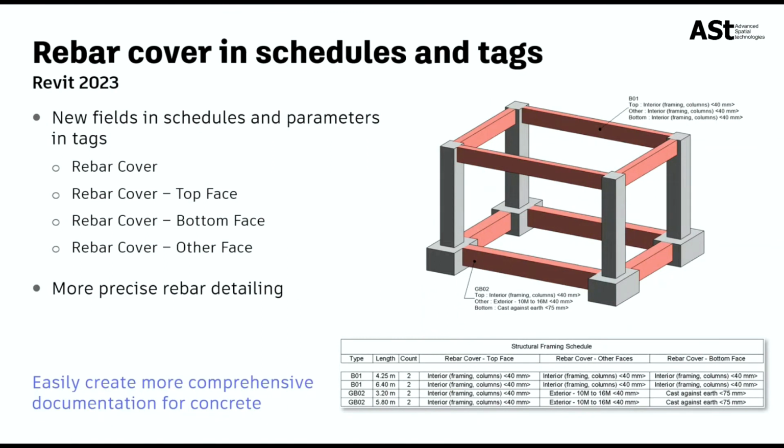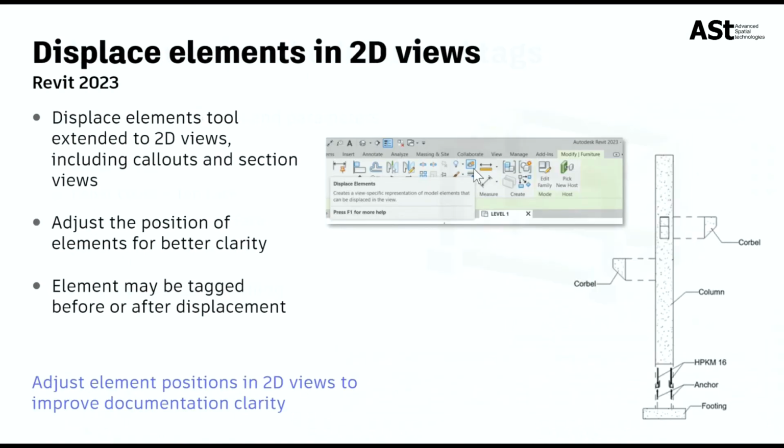In 2023, we also have 4 new fields available in the schedules and 4 new parameters and tags. So for rebar: rebar cover top face, rebar cover bottom face, and rebar cover other face. So you can now quickly check and report on concrete cover assignments for the concrete elements in your project to deliver high quality models and documentation.